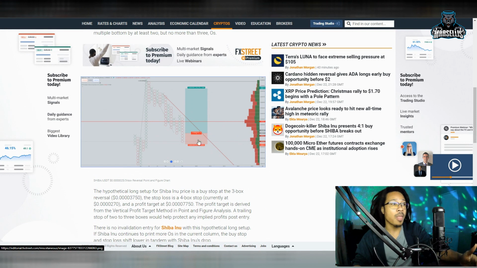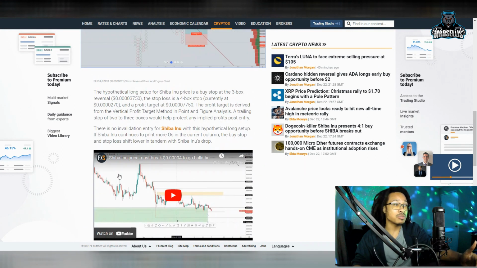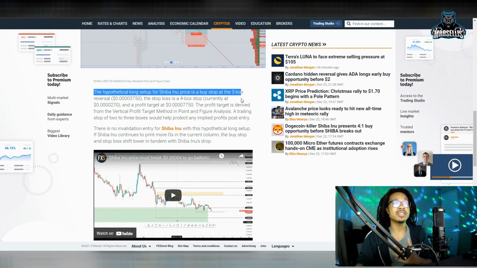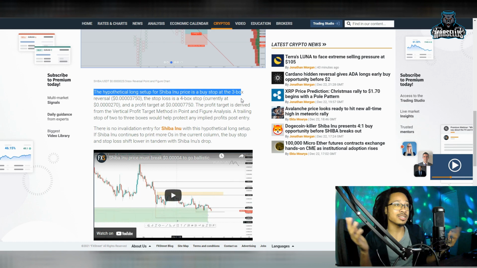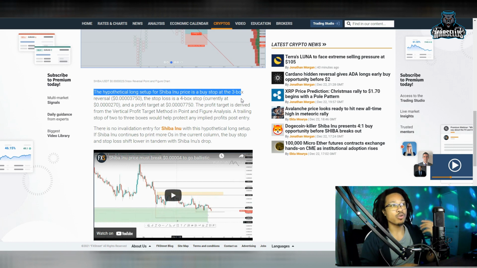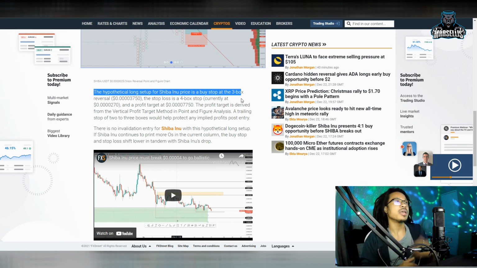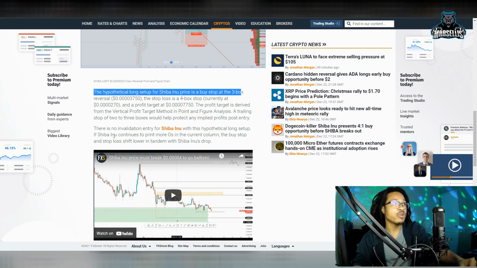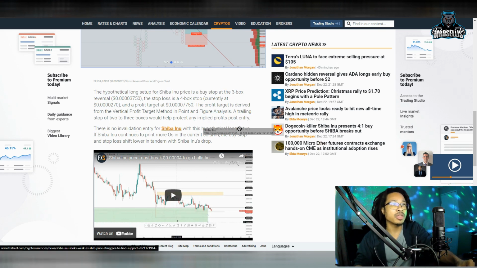I showed you my point of view. Now I'm showing you theirs. But yeah, I definitely think they got some good technical analysis here. So they said the hypothetical long setup for Shiba Inu price is a buy stop at the 3-box reversal. I don't do all the 3 boxes and stuff like I said, and the stop loss at the 4-box. So a current profit target at 0.00007750. So the profit target is derived from the vertical point or profit target method in point and figure analysis. So a trailing stop of 2 of 3 boxes would help protect any implied profits post entry. So there is no invalidation entry for Shiba Inu with this hypothetical long setup.